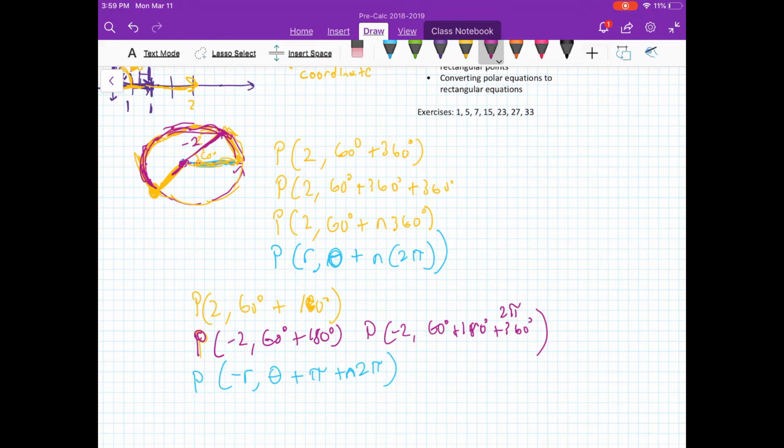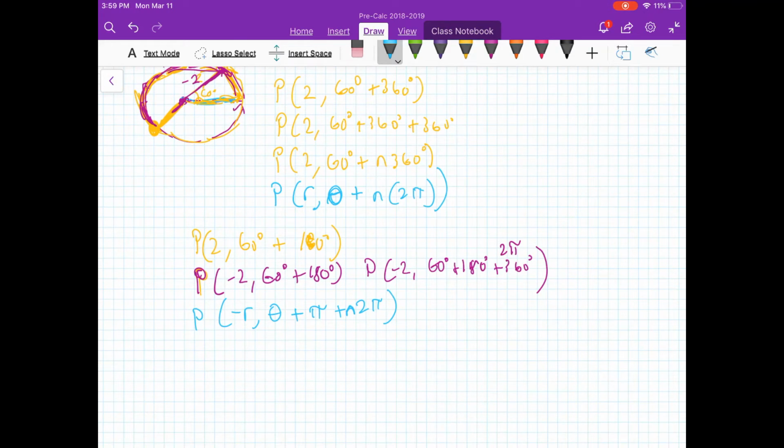But just so you know, if we want to write every single way we could write a point, we would say first, these are the 2 ways to do it. These 2 blue ways. We would first write the number of radians, and then theta plus n times 2 pi, or we'd write negative r, and then theta plus pi plus n times 2 pi.